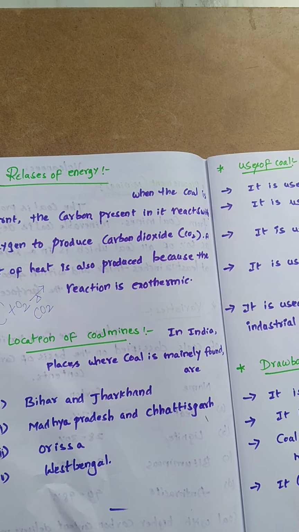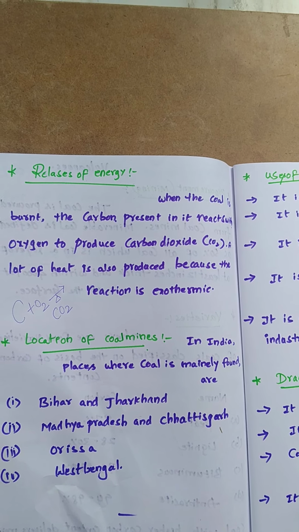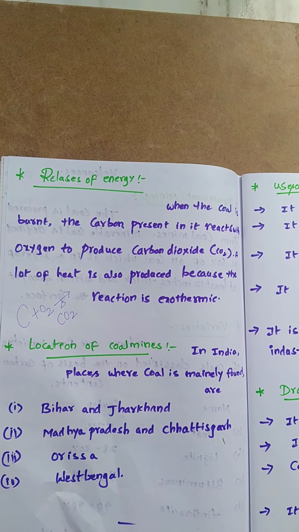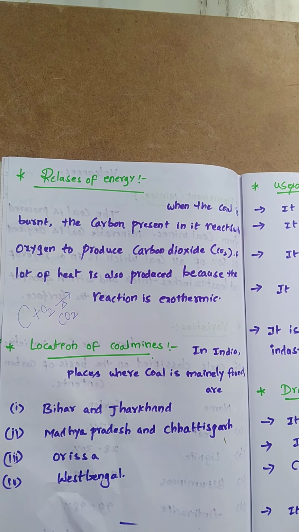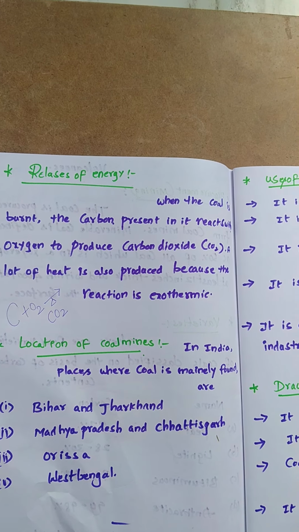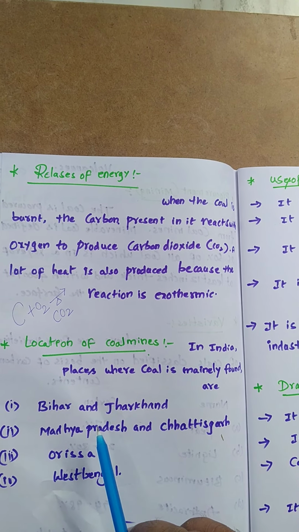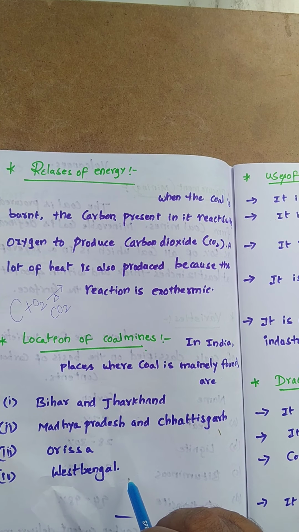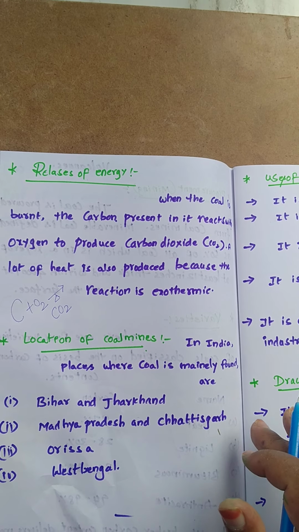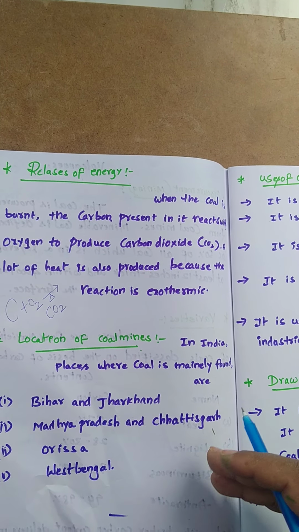Next, locations of coal mines. In India, the places where coal is mainly found are Bihar and Jharkhand, Madhya Pradesh and Chhattisgarh, and Orissa and West Bengal. So there are six states. These are the locations of mines where coal is mainly found in India.